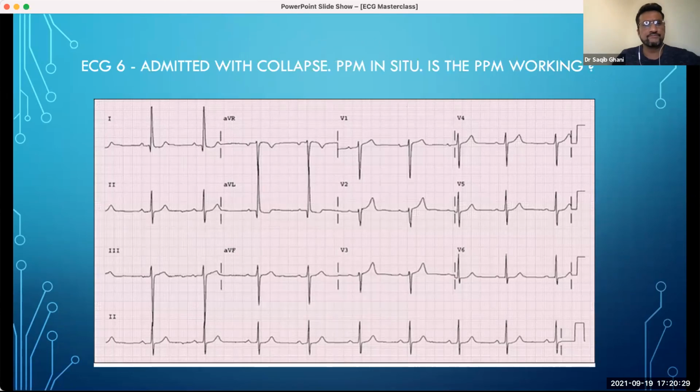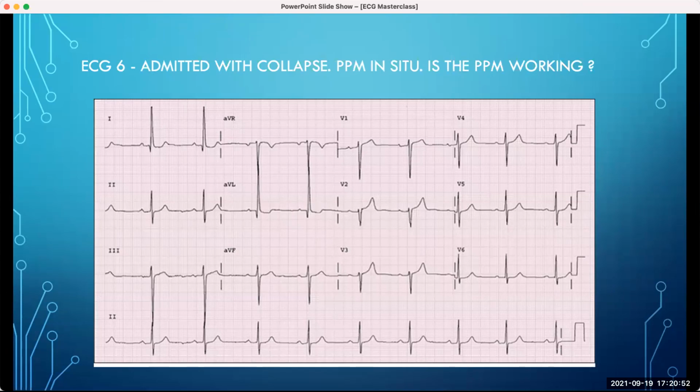Just a question here. I've got somebody who's admitted with a collapse who has a pacemaker, and this is the ECG on admission. Do you think the pacemaker is working? There's no poll with this one. There's a similar poll coming later on, but anyone wants to shout out, who thinks the pacemaker is working and who thinks it is not working?